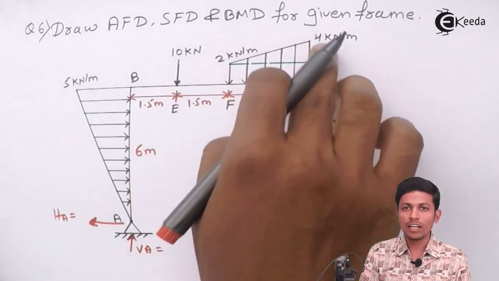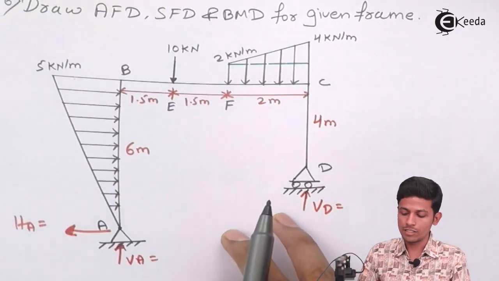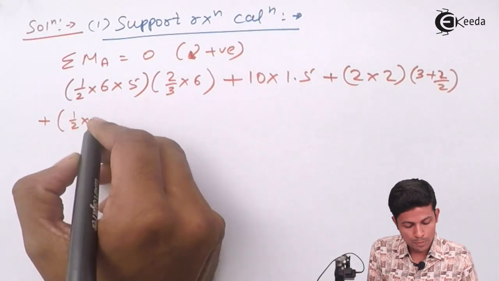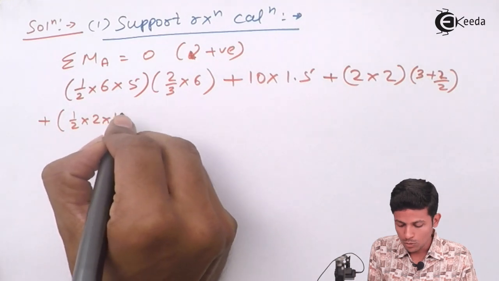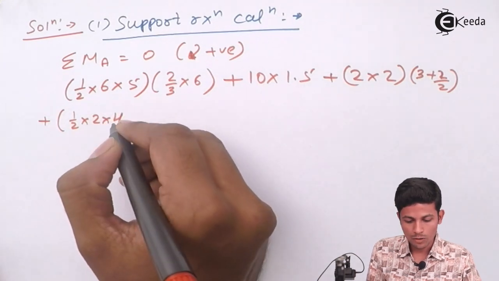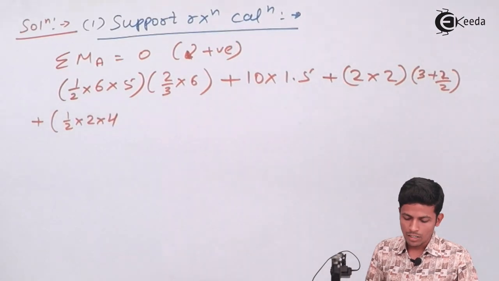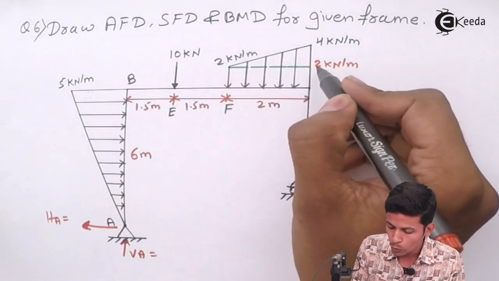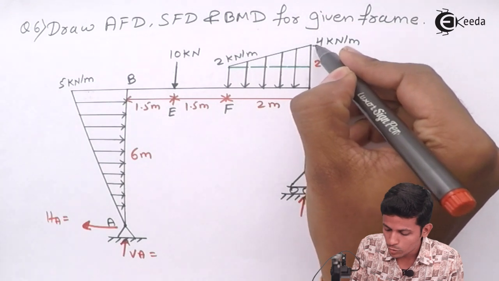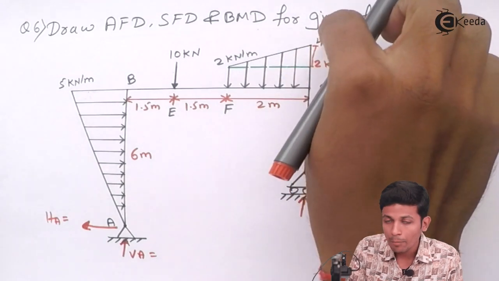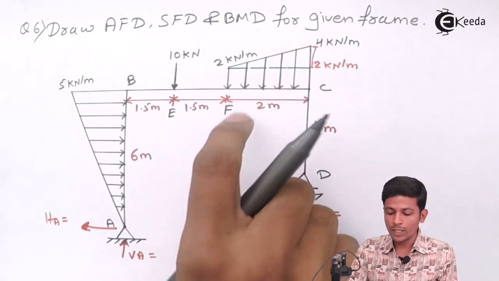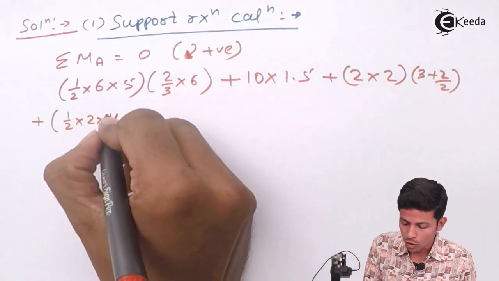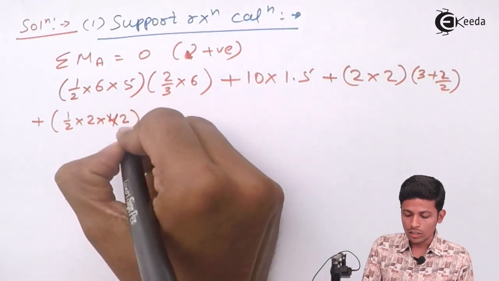After that, this triangle UVL: half into base into height. Now we are taking this UDL, and see, this UDL is 2, and from here this distance is also 2. Okay, please remember this thing. So half into 2 into this distance is also 2. So this is not 4, this will be 2. Okay, now this is 4.